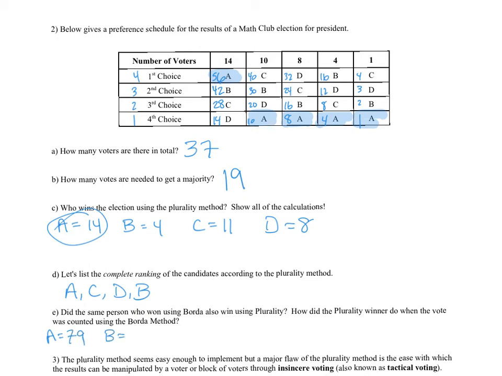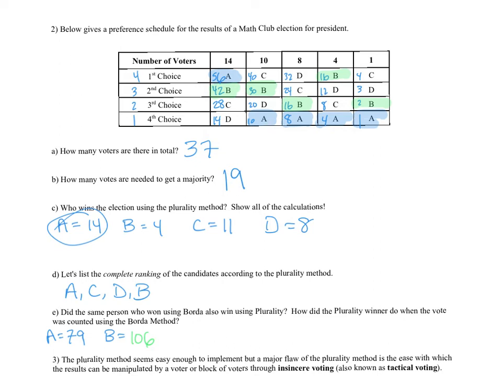Okay, B, do this in a different color. B, B, B, B, and B. Okay, so we have 42 plus 30 plus 16 plus 16 plus 2. So that's 106 points.